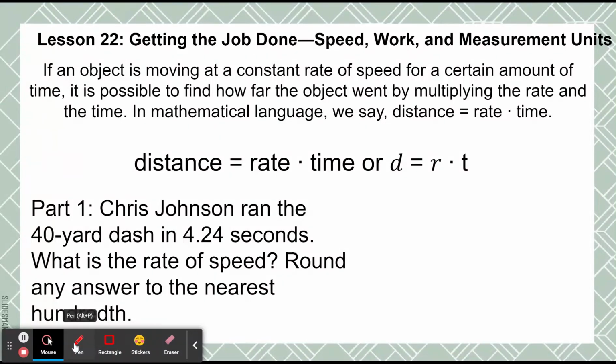Hi, everybody. Welcome to lesson 22, getting the job done with speed, work, and measurement units. So we're going to go ahead and get right into this.